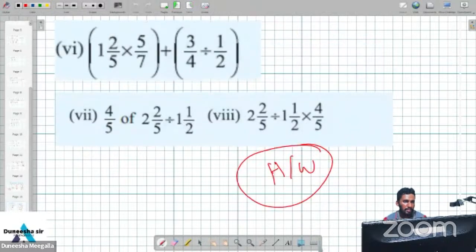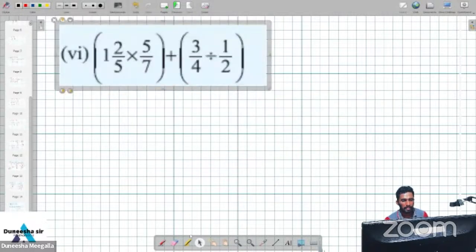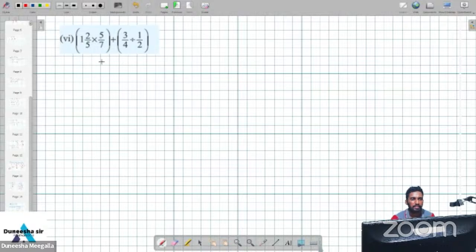Then I gave the homework. Did you do it? First I am going to solve the 6th one. What is the first step? We have to solve the brackets. First we have to get the mixed number of this one. 5 multiplied by 1 is 5, and 7 over 5 multiplied by 5 over 7.